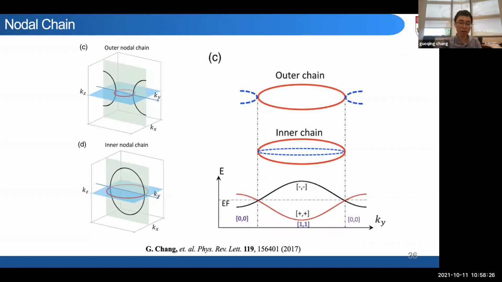However, there is also another link structure where these two rings touch at one point. This is called a nodal chain. I found that this nodal chain is simpler because we only need 2 bands, and these 2 bands just need to have opposite mirror eigenvalues in both planes. In this way, we will have this stable, robust nodal chain structure. With this idea, we can say that if we have more than 6 bands, we can realize both nodal chains and the Hopf-link structure in one system.